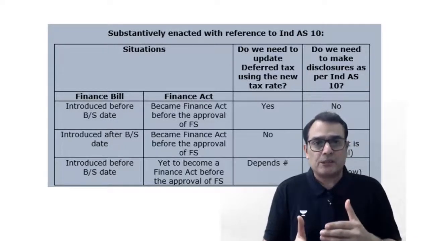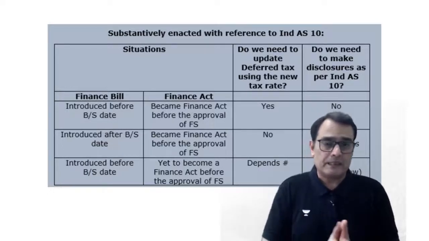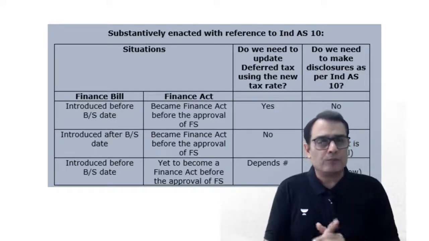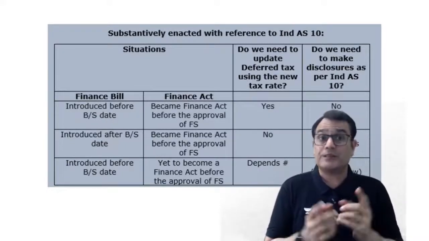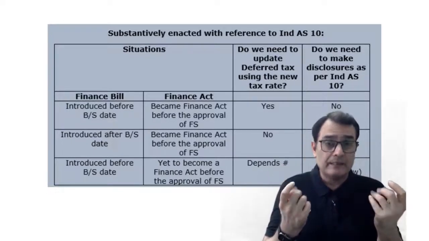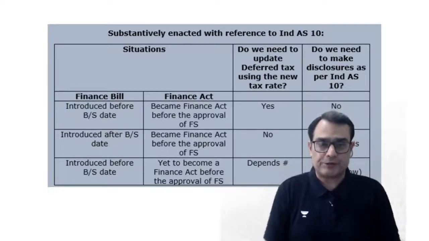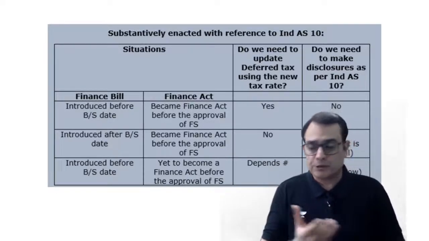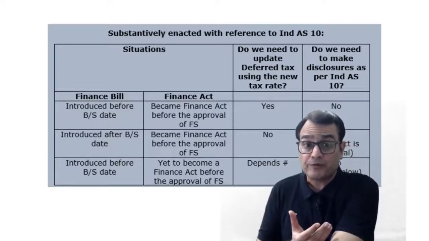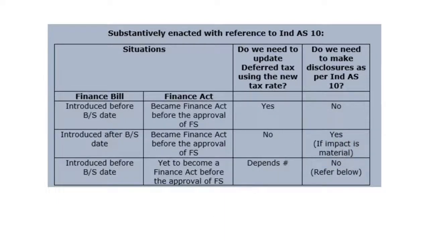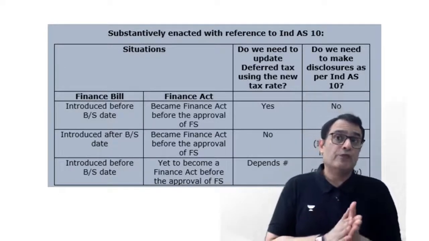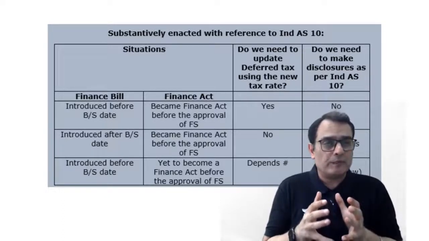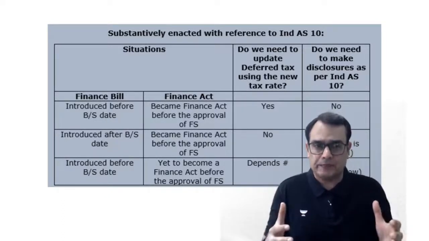Maybe the Finance Bill is awaiting only the approval of the President, which means considering that it awaits only the approval of the President, it is more or less substantially enacted because the word is very clear. It doesn't say enacted. It says it is substantially enacted. So in this particular case, the company would choose an accounting policy and make a decision whether they want to make an updation of the deferred tax or not. But in any case, the disclosures under Ind AS 10 for non-adjusting events would not be required. So in this particular case, you'll have to make a disclosure regarding the accounting policy of the company.